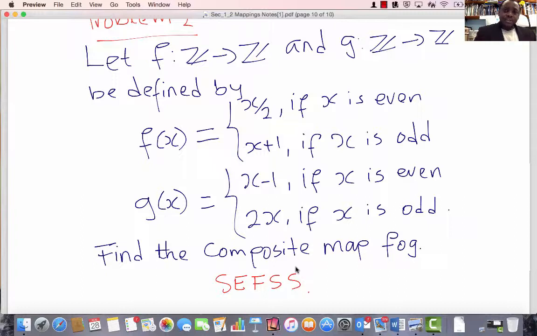And this brings us to the end of the second part of section 1.2 mappings. And watch out for the release of section 1.3, some properties of composite mappings.